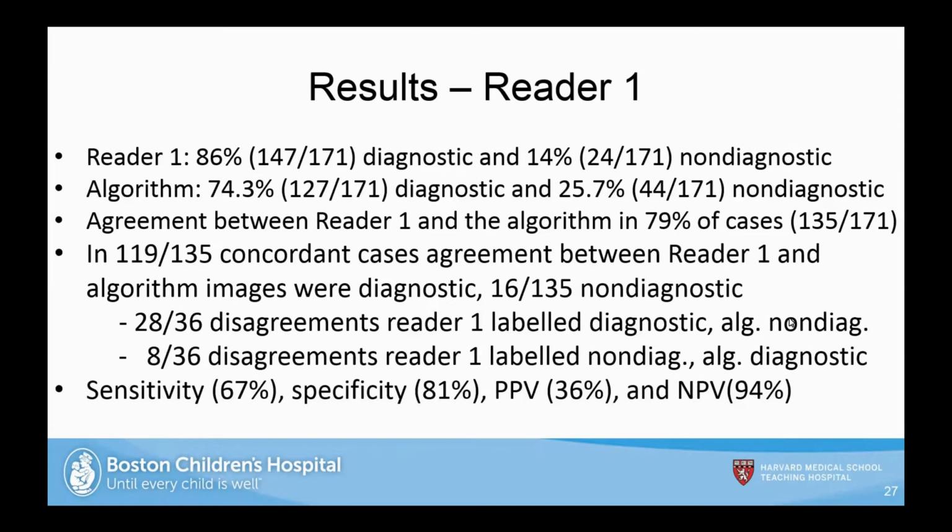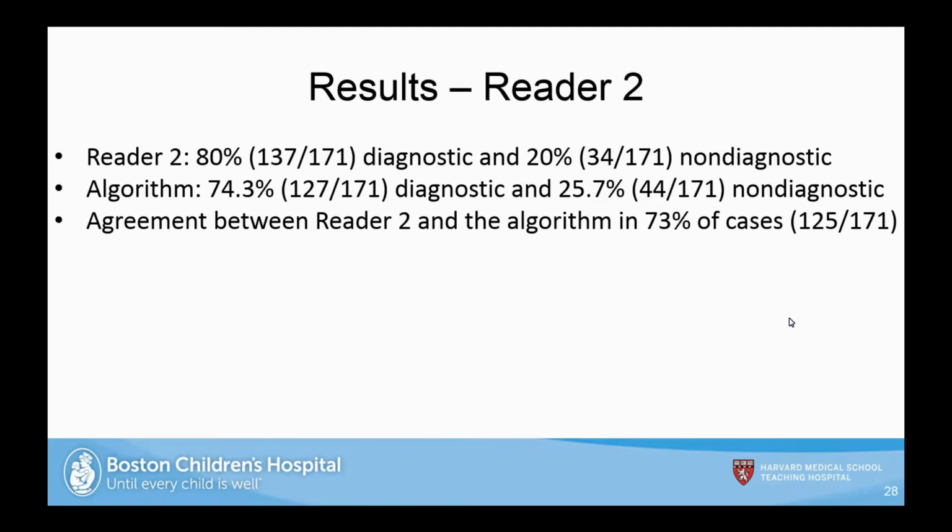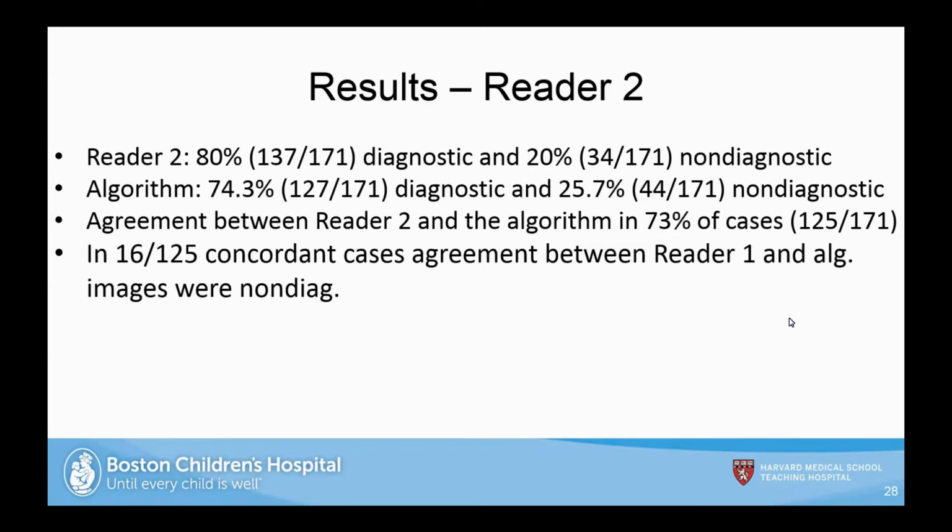Then they did the same thing for reader 2. So just to show the comparison, reader 2 had 80% diagnostic versus 74.3% diagnostic, and then 20% non-diagnostic versus 25% non-diagnostic. So there's a little bit of a difference between the two. The agreement between reader 2 and the algorithm was 73% versus 97%.